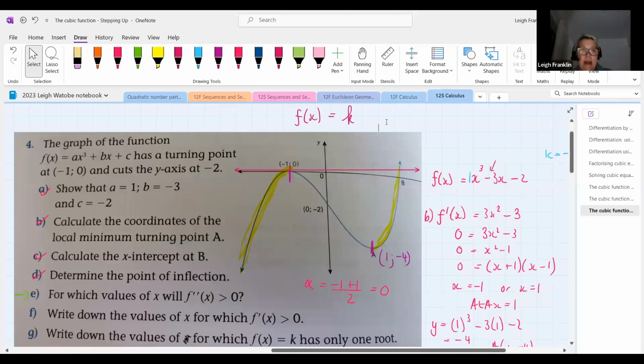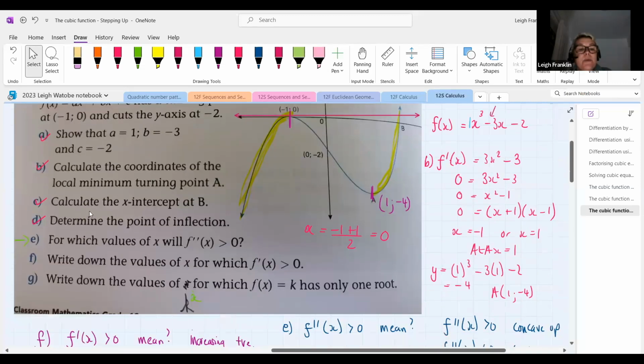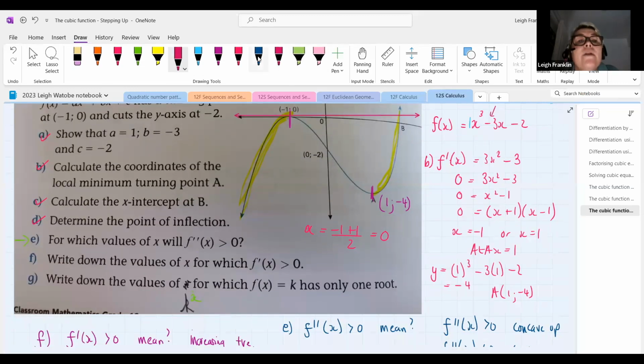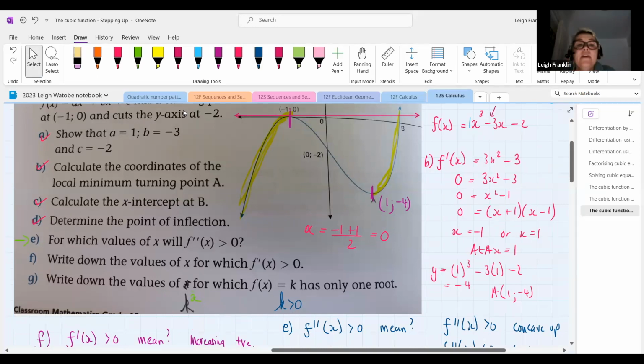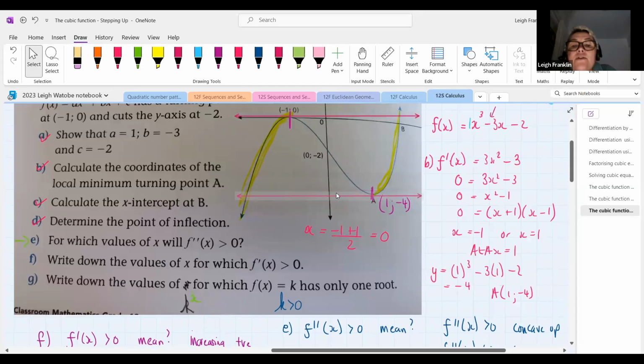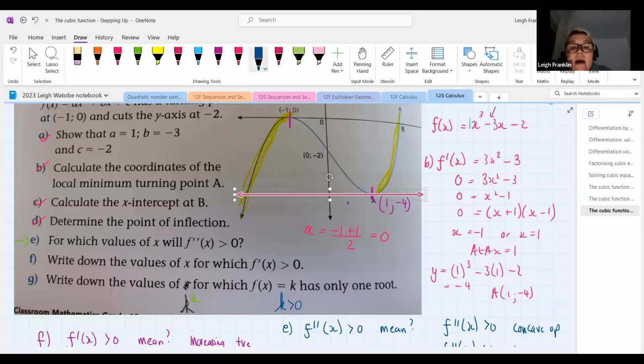function in one place. So that means that your k value has to be bigger than zero. K has to be bigger than zero. The other side of this is if I put it at the turning point at the bottom. Remember, at this turning point, this would be negative four, your y value. So this straight line would be y equals negative four, so k would need to be a number that is smaller than negative four.